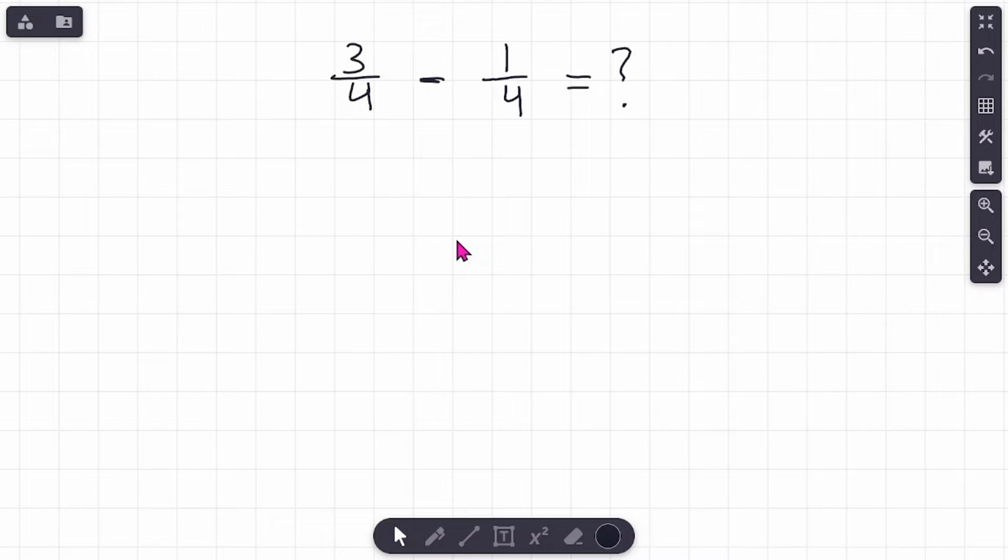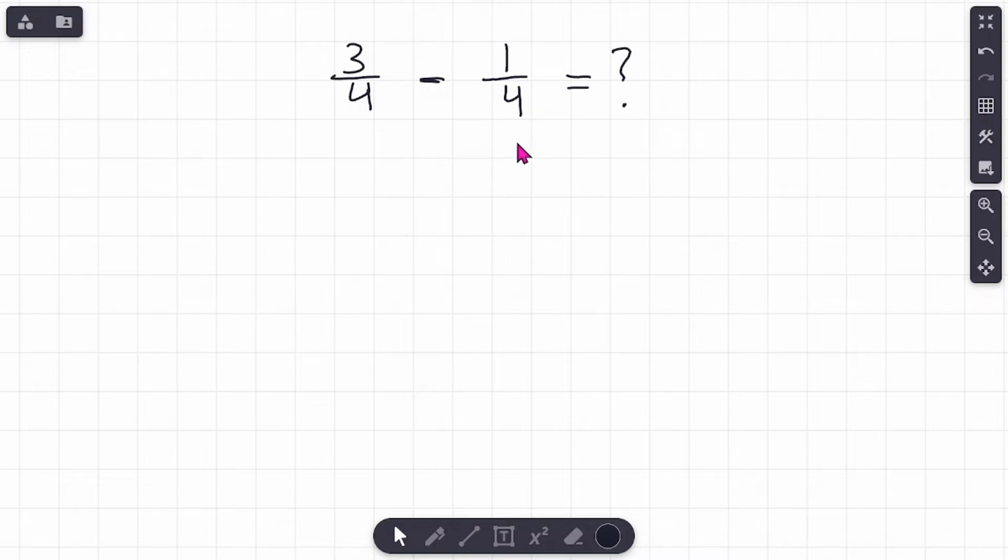So you can already think when you're looking at this that you already know what subtraction means, okay? Subtraction means that we are taking away. It means that we're going to take away. And so in this problem here, we have 3/4 as a fraction, and we are going to take away another fourth. Okay?